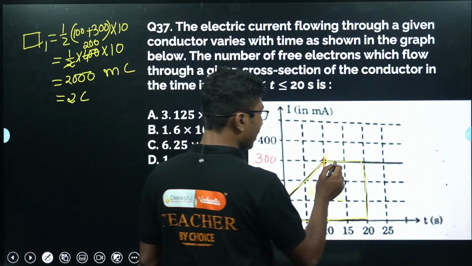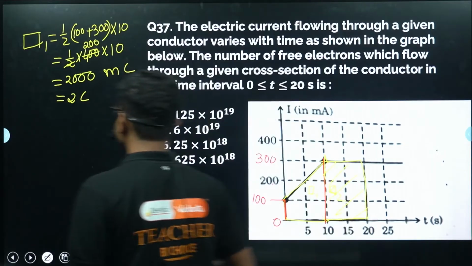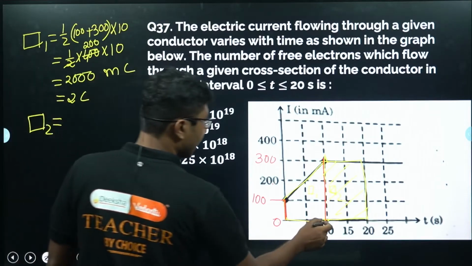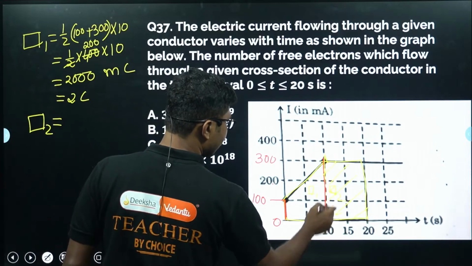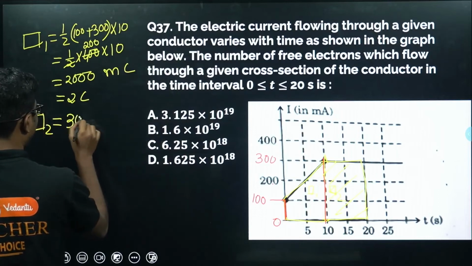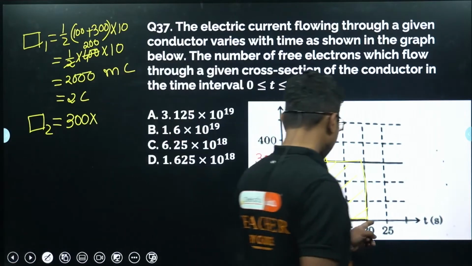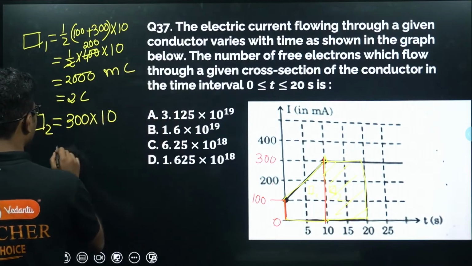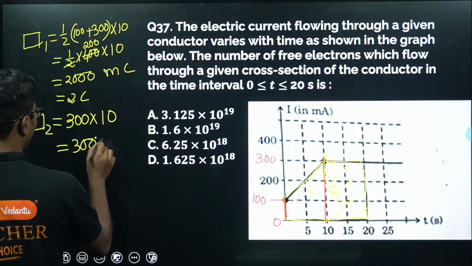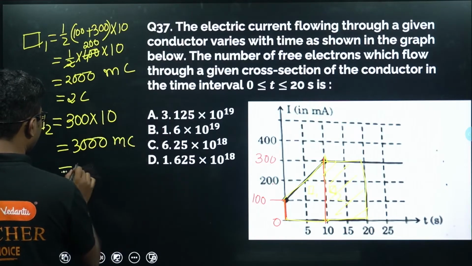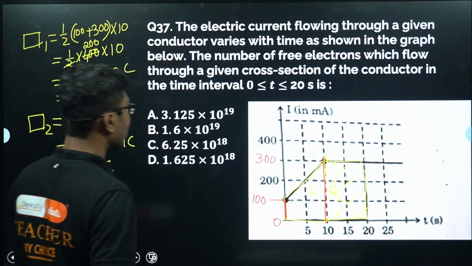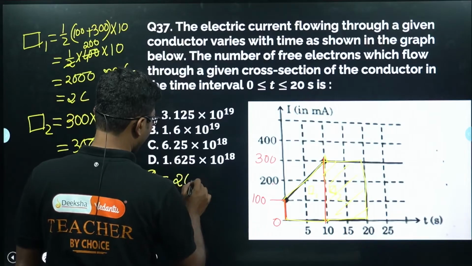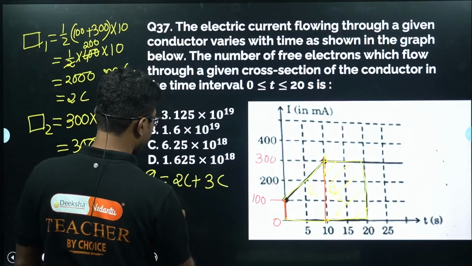Now, what is the area of this rectangle? Rectangle number 2. Its area is, this length is 300 and this length is 10. 10 to 20 is 10, right? So it will be 3000, again millicoulomb, or we can write 3 millicoulomb. Now what is the total charge? Total charge is 2 coulomb plus 3 coulomb, that is 5 coulomb.